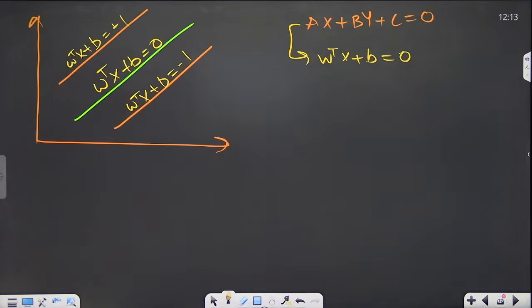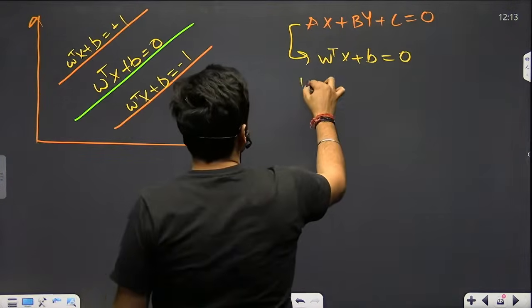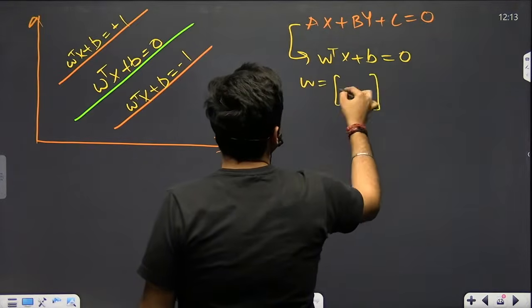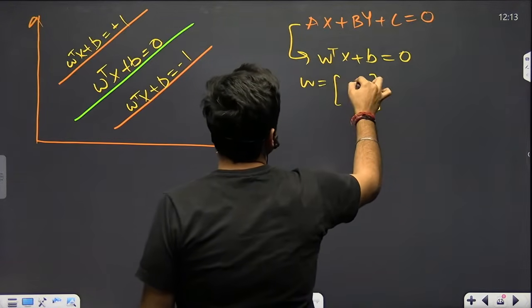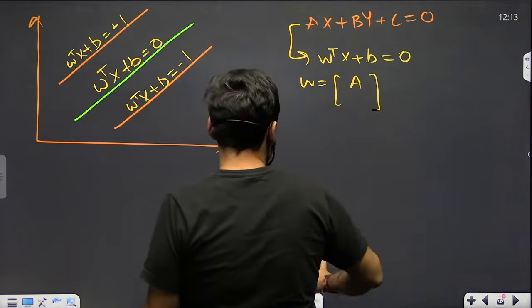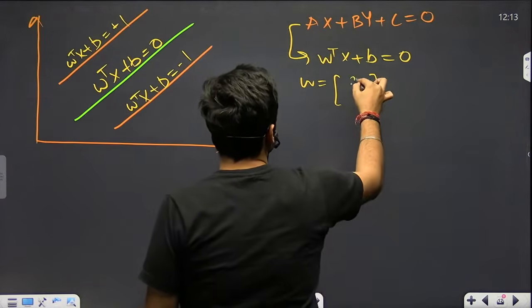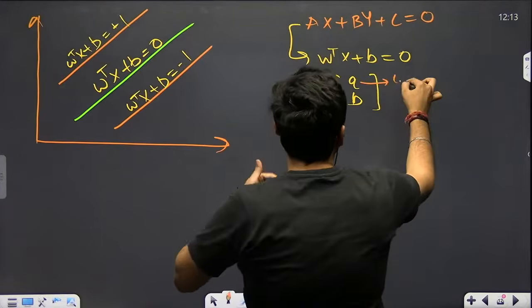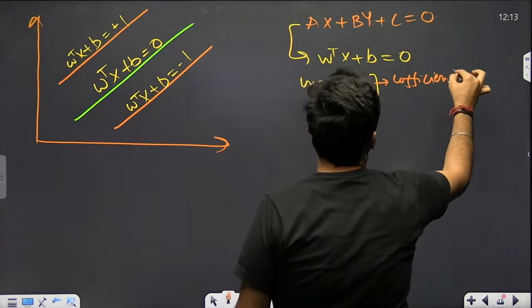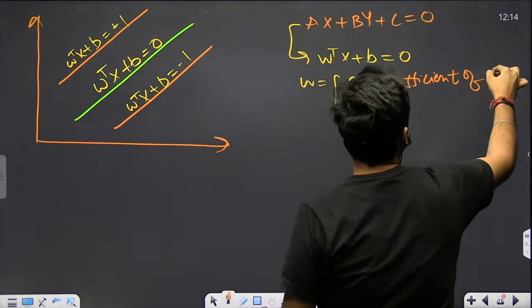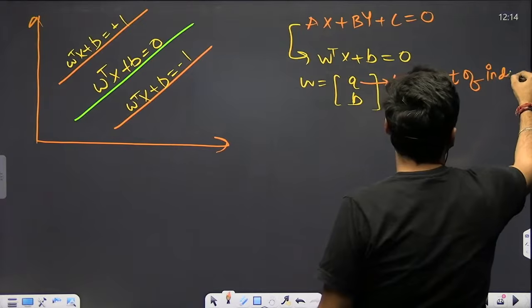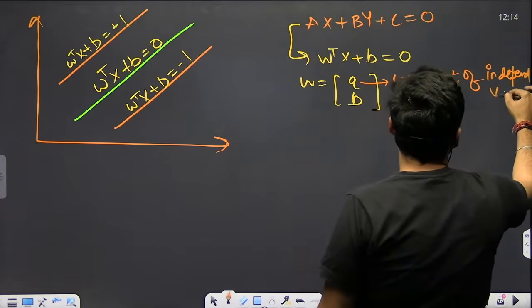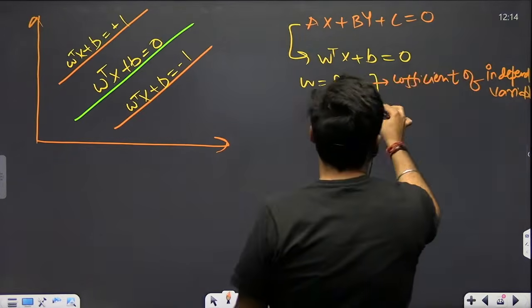Where what is weight? Weights are the coefficients of the independent variable and dependent variable. So I'll write this as small a and small b. These are the coefficients. So this is the coefficient of the independent variable, and what is small b?